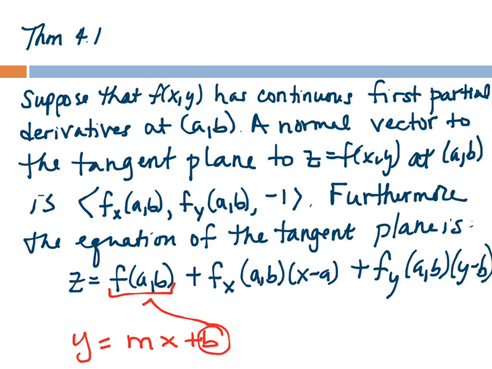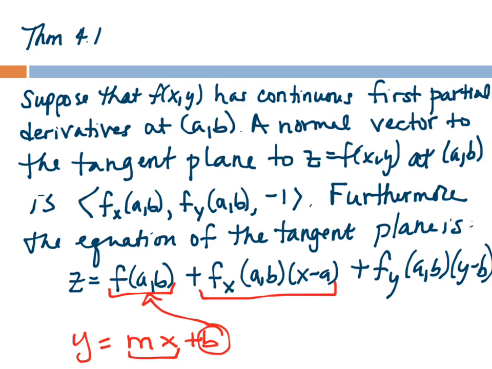All right, so this piece right here is the y-intercept, so to speak. It's a z-intercept is what we actually have, because this is the z value. f of (a,b) is just a z value. Okay? And then these pieces right here correlate to what's going on right here.